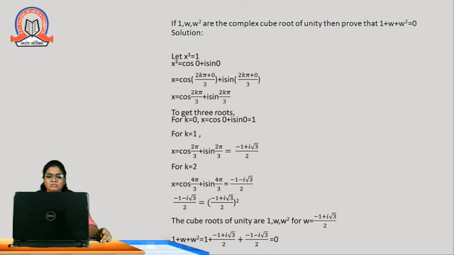So the three roots are 1, minus 1 plus i root 3 by 2, minus 1 minus i root 3 by 2.